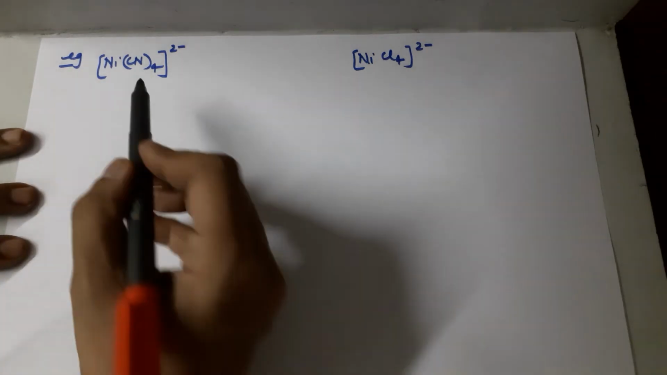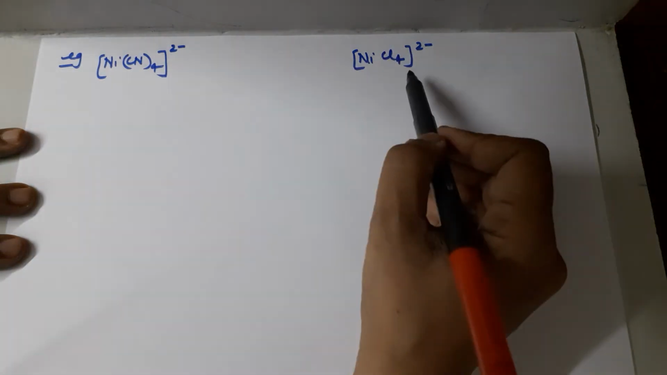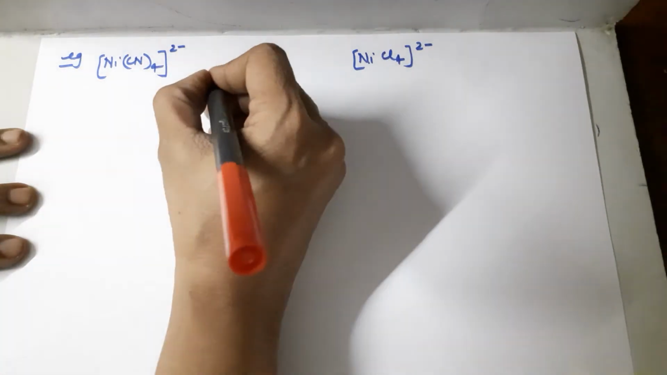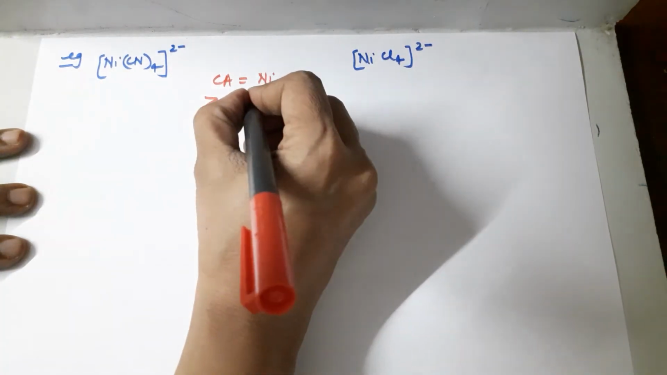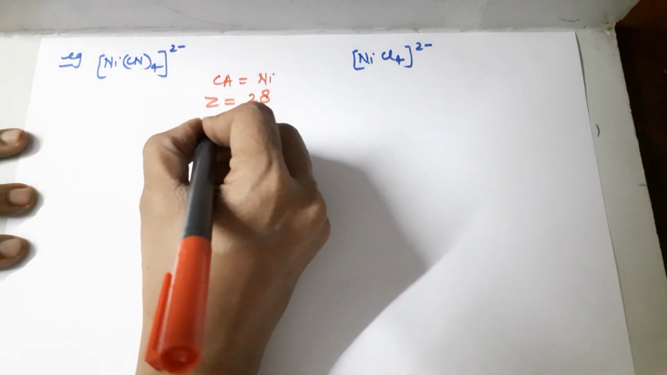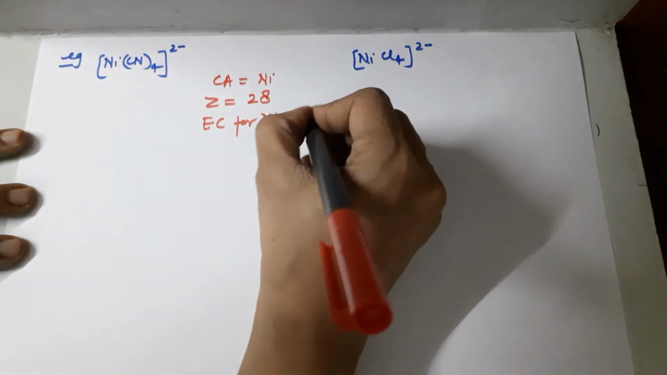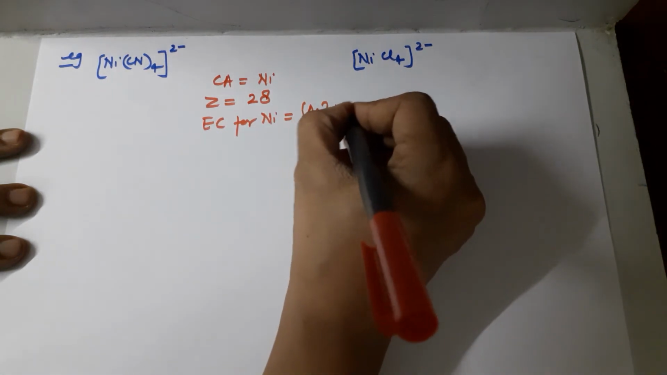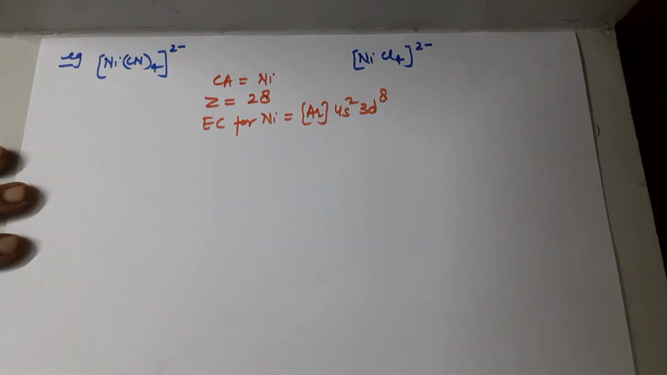Have a look at these complexes. Now, this complex is the anionic complex. This is also the anionic complex. What is the difference? In both of them, the central atom is nickel, and nickel has an atomic number of 28. So, electronic configuration for nickel is going to be argon, 4s2, 3d8. Now, what is the state of nickel in the 2 complexes? Let's find out the oxidation number.